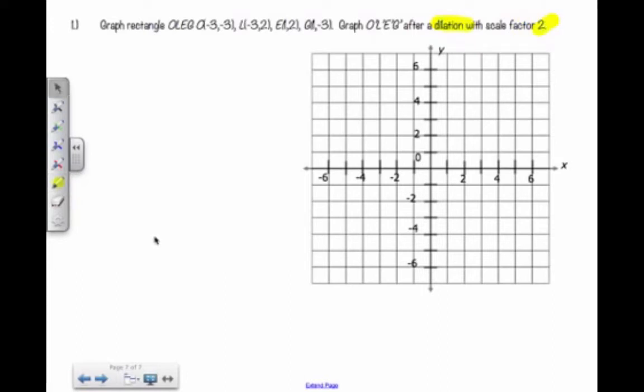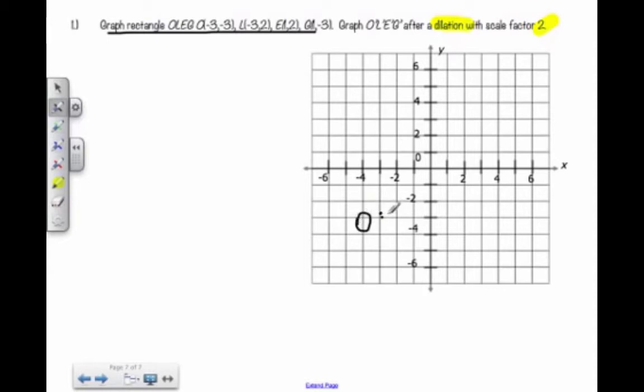So let's go ahead and do what it asks us to do first, which asks us to graph this rectangle. So I'm just going to go through and graph out all 4 of my points. So the first coordinate is -3, -3. So I'm going to go to the left 3, down 3, put a dot there. That right there is my O, right here.